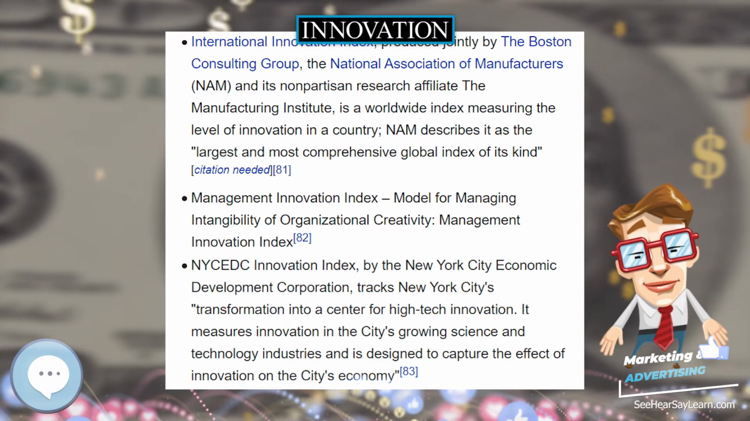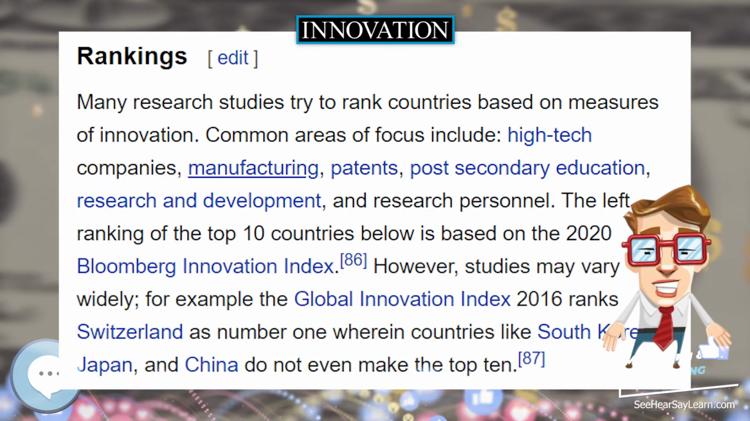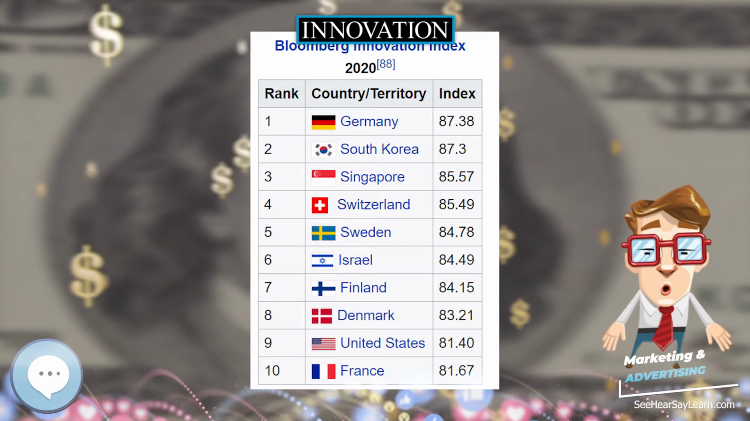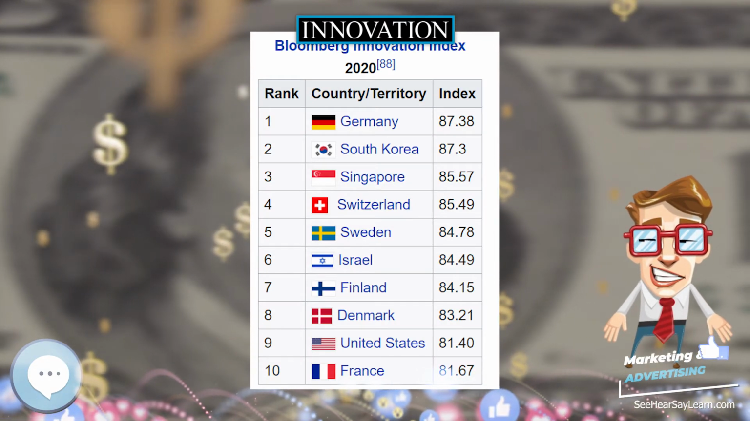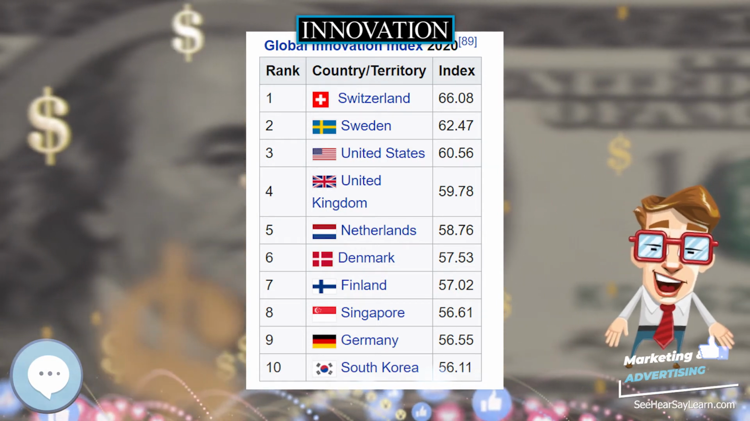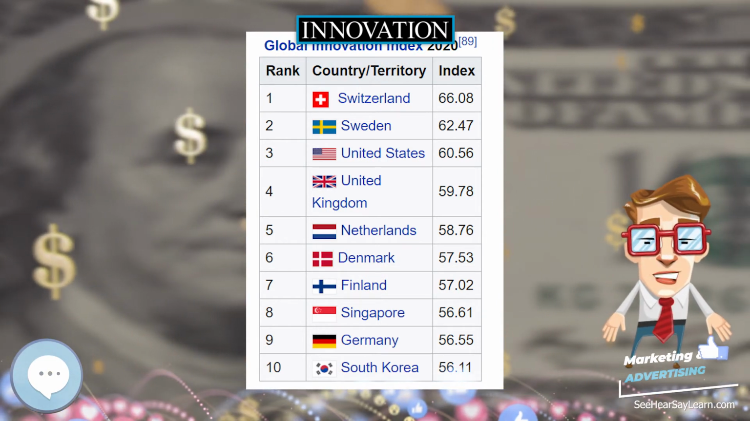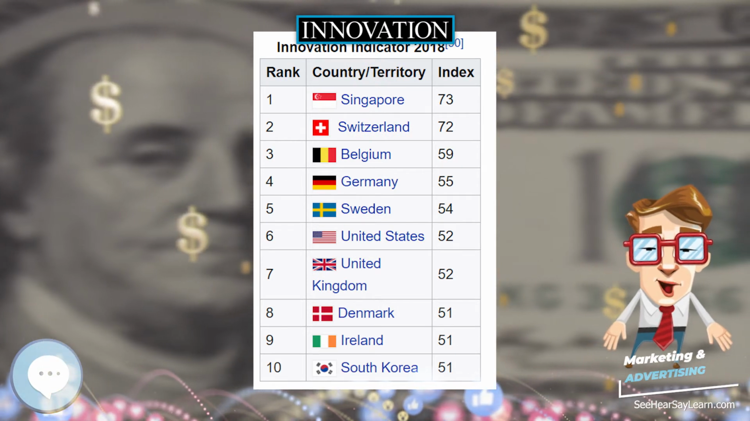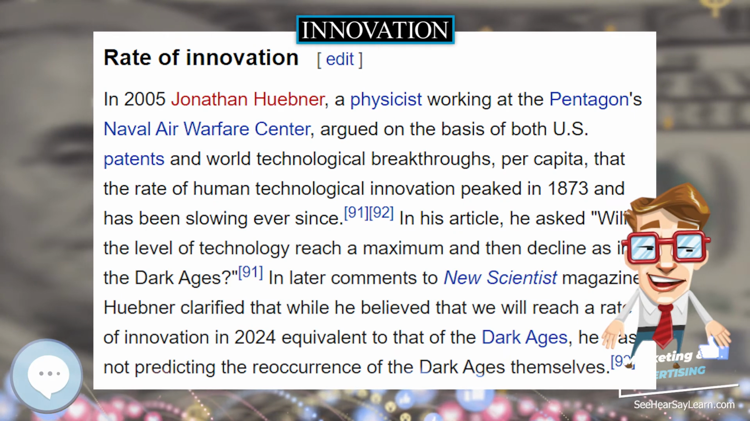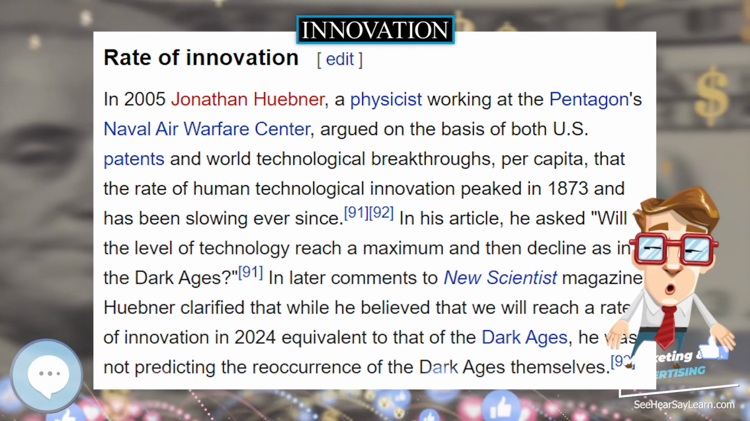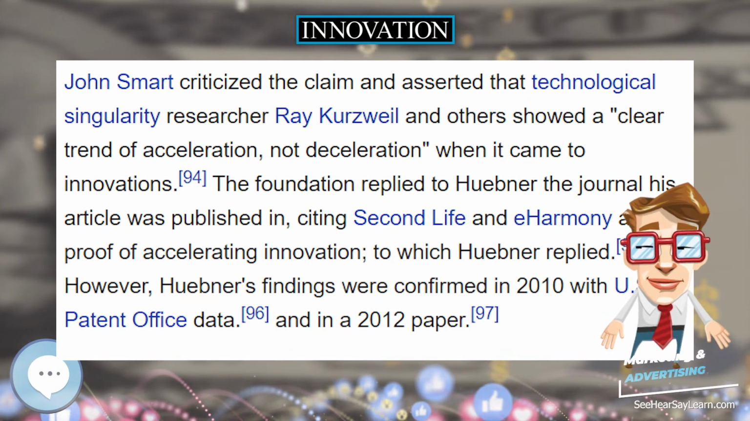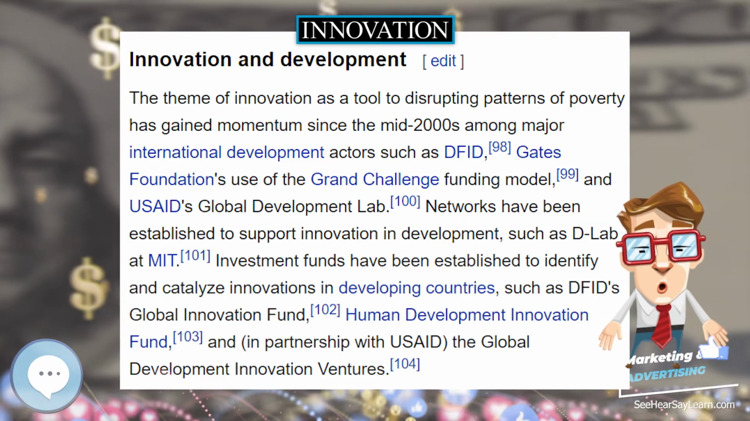In his article, he asked, will the level of technology reach a maximum and then decline as in the Dark Ages? In later comments to New Scientist magazine, Huebner clarified that while he believed that we will reach a rate of innovation in 2024 equivalent to that of the Dark Ages, he was not predicting the reoccurrence of the Dark Ages themselves. John Smart criticized the claim and asserted that technological singularity research and others showed a clear trend of acceleration, not deceleration, when it came to innovations.